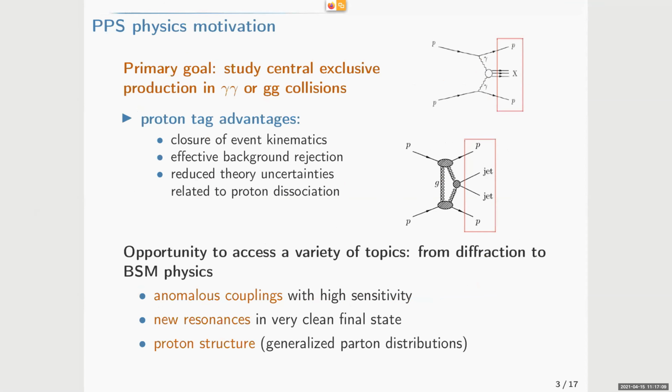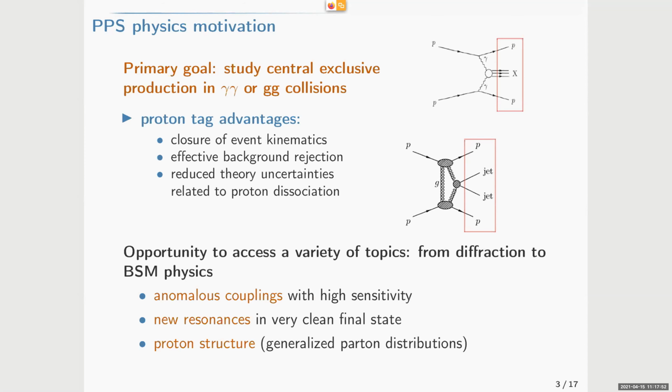A few words about PPS physics motivation. As I already mentioned, the primary goal is to study central exclusive production in gamma-gamma or gluon-gluon collisions. You can see on the right a few diagrams illustrating such types of processes. The proton tag advantages are closure of event kinematics. Through this we can also achieve very effective rejection of background, and we can reduce uncertainties coming from proton dissociation. Taken together, this allows us to access a really wide range of topics. One can look for anomalous couplings, try to search for new resonances, or even study proton structure.